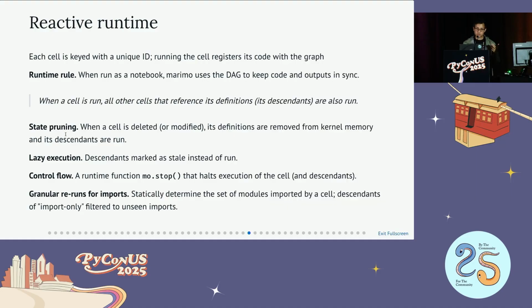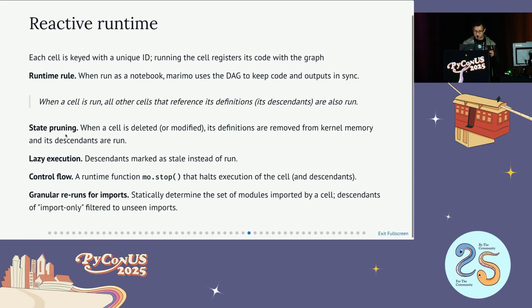Similarly, for handling the pruning of state, like I showed earlier, when variables are deleted, we have a control flow function called mo.stop that will halt execution of the cell and its descendants. So again, we look at the graph there. And then we have special cases for imports. The graph statically looks at what modules are imported by a cell, and then it does some special-casing logic to make sure that we're not running things that we don't need to run.